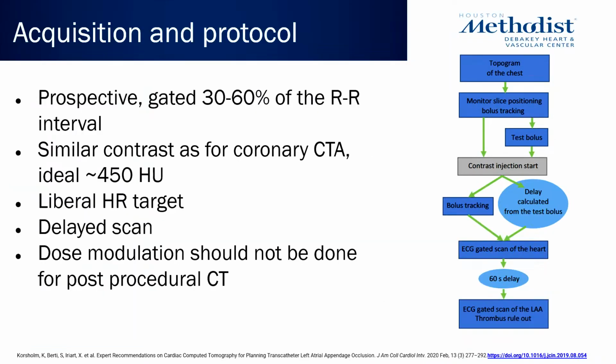Your heart rates can be quite liberal. Unlike coronary CTAs, because the coronaries are quite narrow, we don't need a very tight heart rate target. So it's very suitable for our patients with atrial fibrillation, because the left atrial appendage is quite large, and we usually can evaluate it. And really the crux of the scan and what makes it different is the delayed scan.